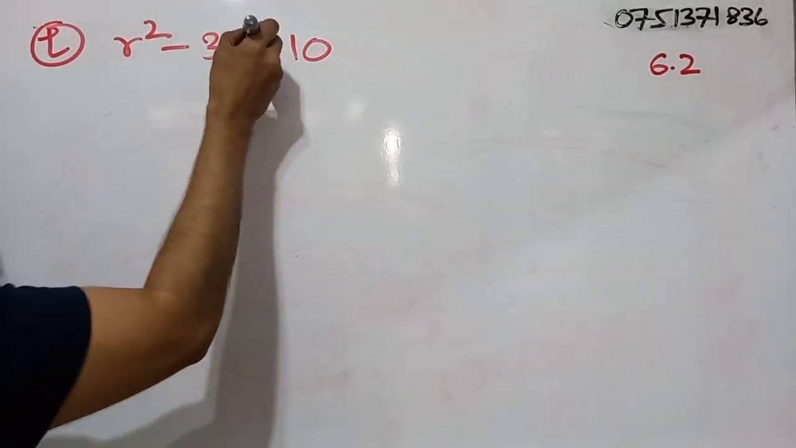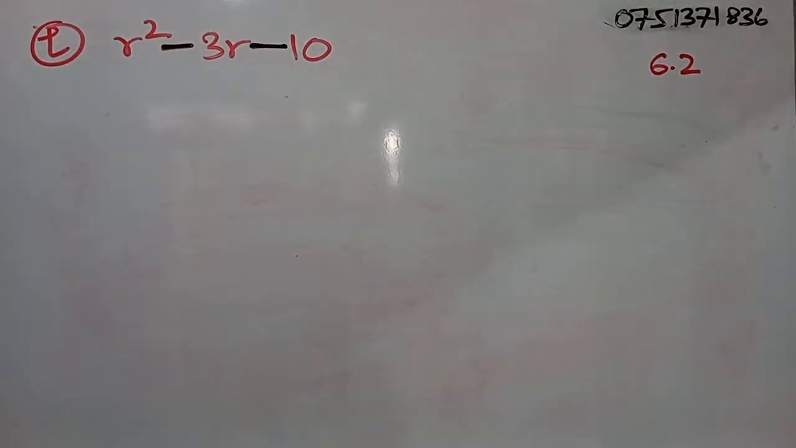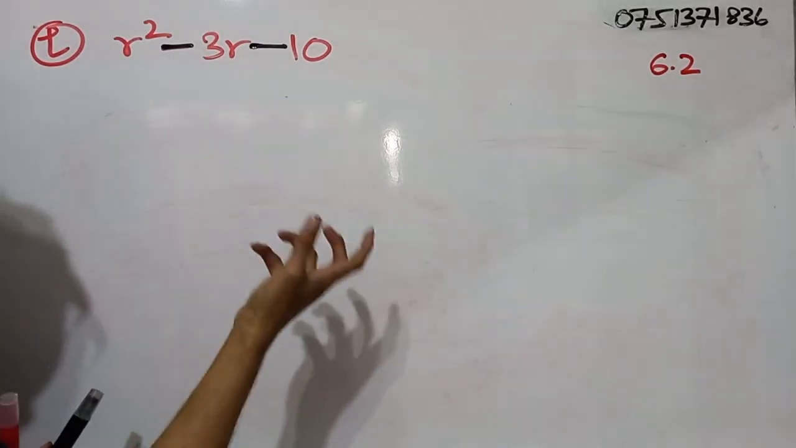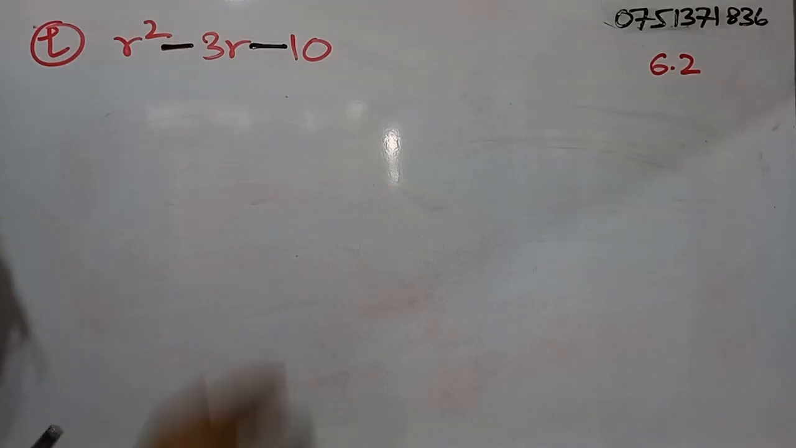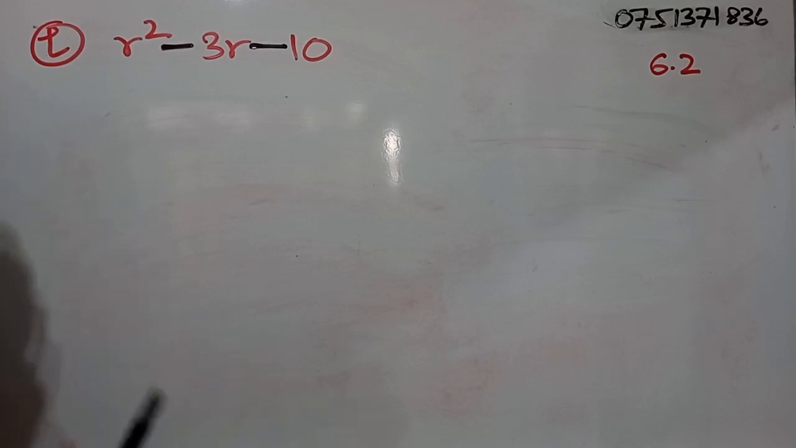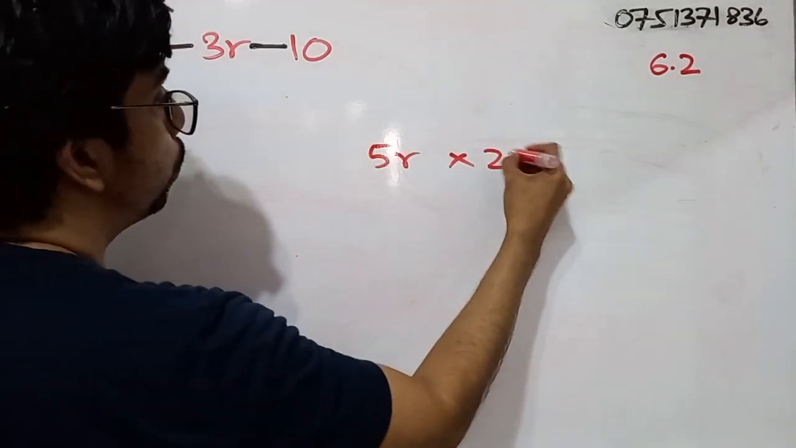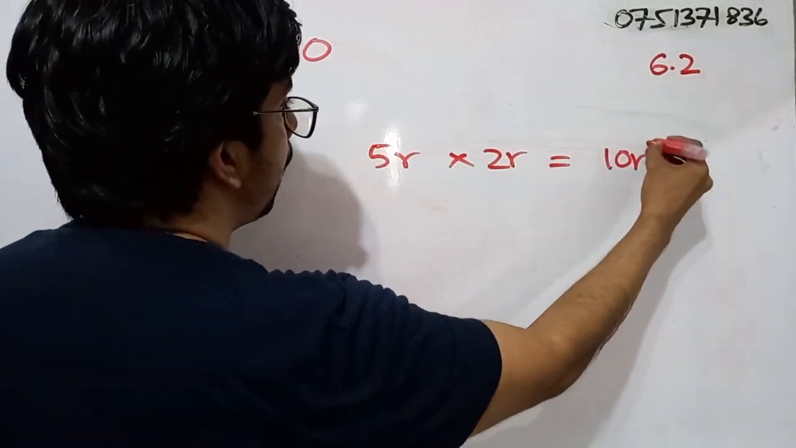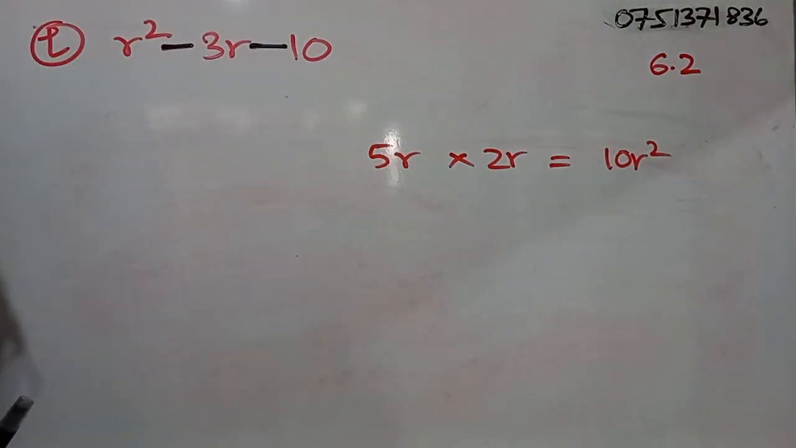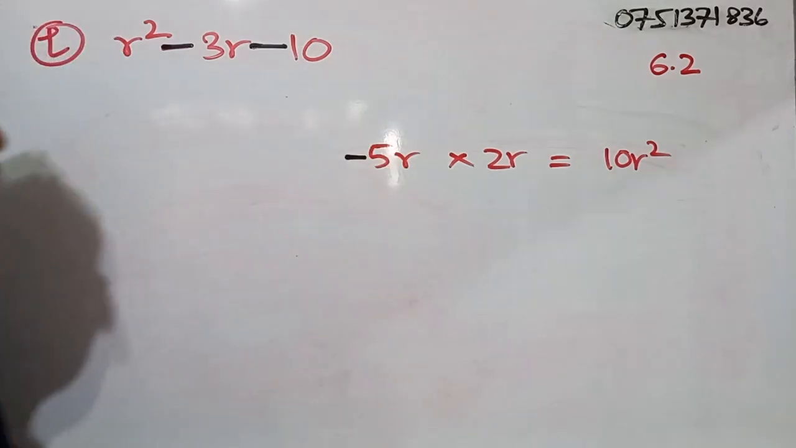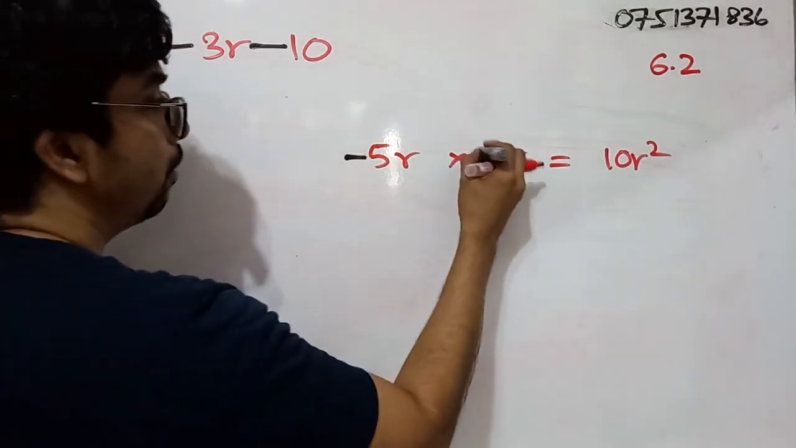Here also we have minus and minus, right? When we multiply these two, we get negative 10r squared, right? So this is minus, this is minus. So what are the two factors? 5 and 2, right? So 5r into 2r, what do we get? 10r squared, right? This is minus. That means the larger one should be what? Minus, and the other one should be what?